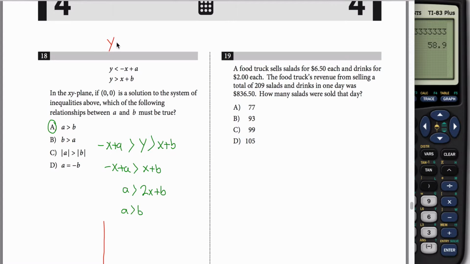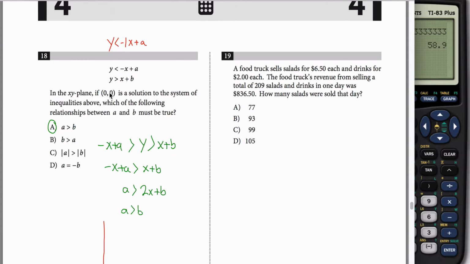The top one would be y is less than -1x plus a. My slope is -1 and my y-intercept is a. You're like, how are you going to graph that line? You don't know where a is. That's true, but I do know that the slope of this line is -1. So it's kind of diagonal down and to the right.